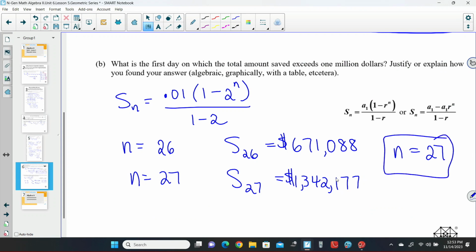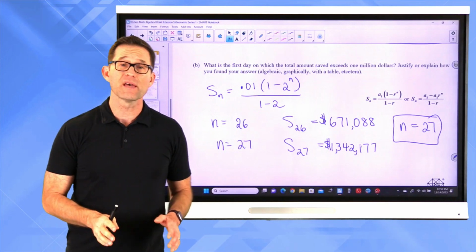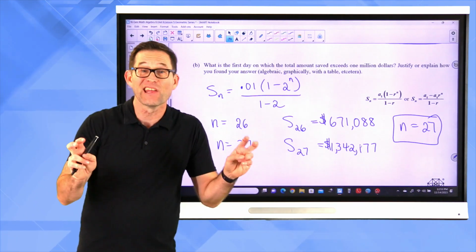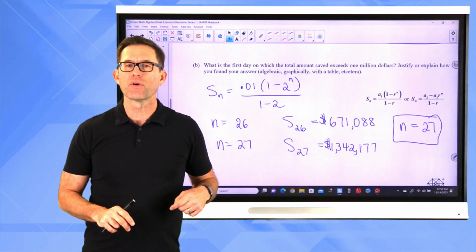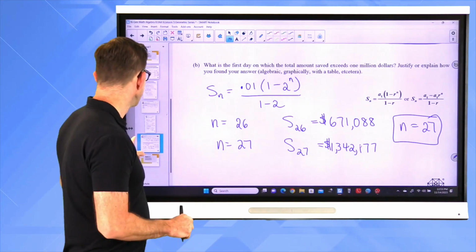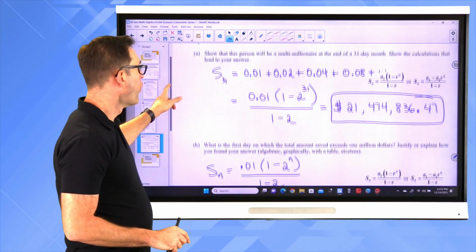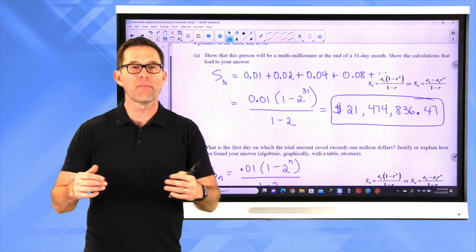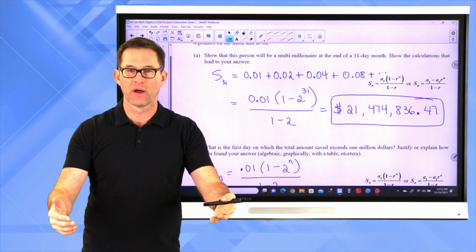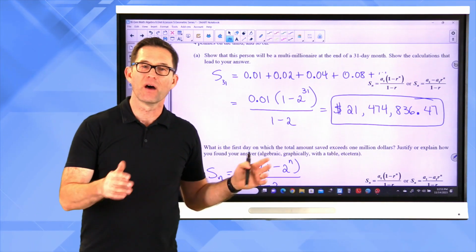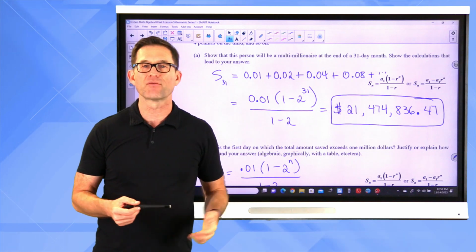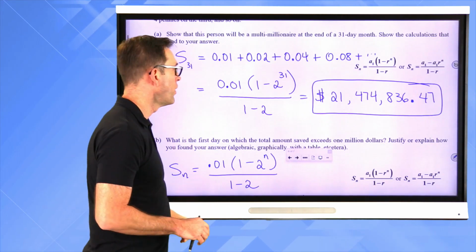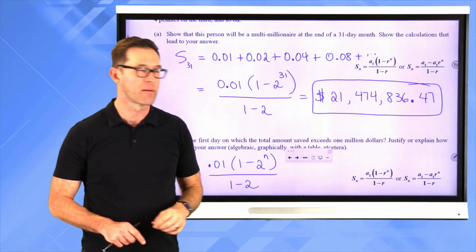Now, think about that, by the way. Consider the fact that after 27 days, you've saved just a little bit over $1 million. Well, maybe not just a little over, but a bit over $1 million. And yet 4 days later, we're up to 21 million. And that's all about the power of doubling, right? Because the next day we're going to double the previous, and the day after that we're going to double, etc. We're not doubling what we've saved, we're just doubling what we've deposited. But that's still a lot of money.